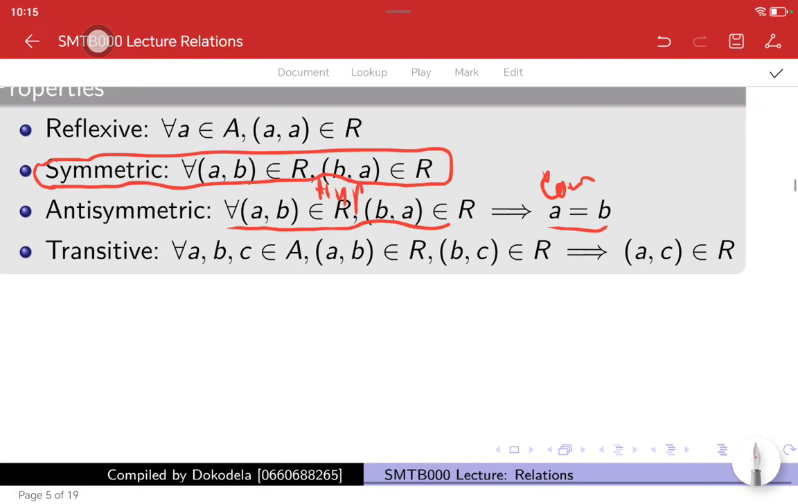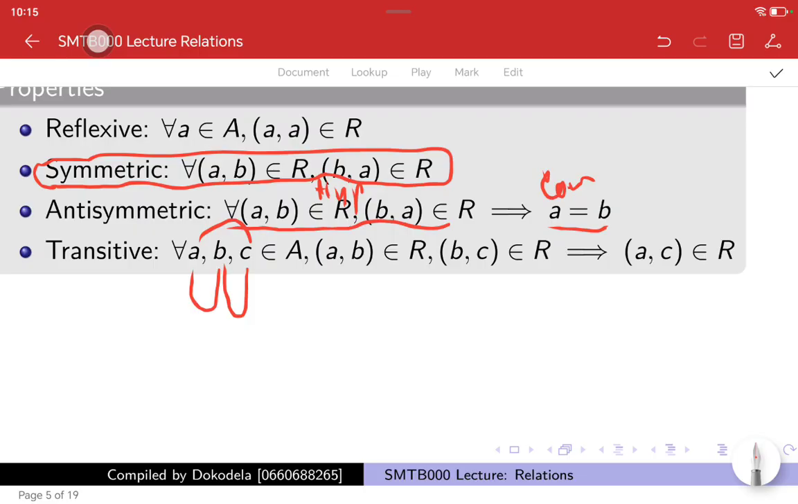Then we come to transitive. We have for all A, B, C. So for transitive, we're going to take three elements. We show that if A is related to B and B is related to C, then A must be related to C. It can be through some sort of association. Sometimes it can be equality. It depends, right, on what type of sign they gave you, the symbol they give you.